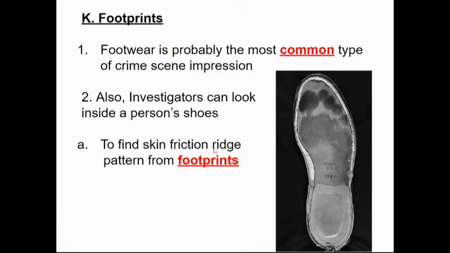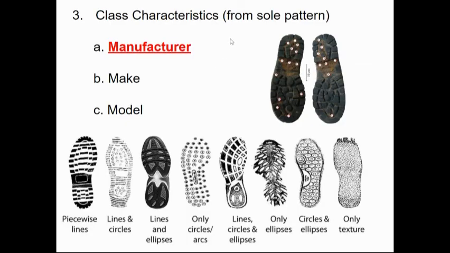They're actually going to look for those friction ridges. We have fingerprints, we have palm prints, we also have footprints. This is going to give us some class characteristics so we can find out what the manufacturer of the shoe was, what the make and model of the shoe was. Okay, that's going to tell us just the type of shoe we're looking for, the size of the shoe.